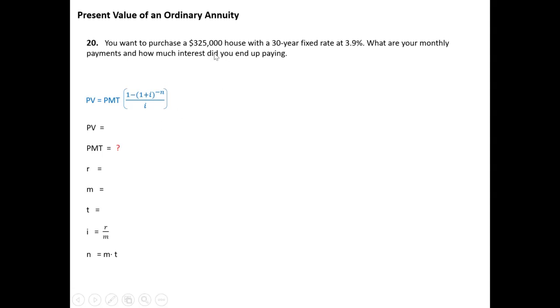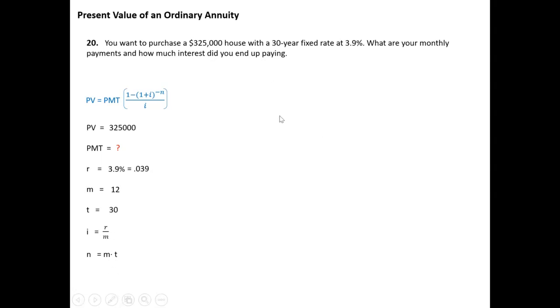Okay, so we're looking for the payments. This formula is called the present value of an annuity. Annuity, because this is the money that you borrow right now, at the present value. The bank loaned you this money to buy the house. So that's the present value, the amount of money that you borrowed. Now the interest rate is 3.9%, which will give us 0.039. And most of the time it's going to be monthly payments, so the M is equal to 12.